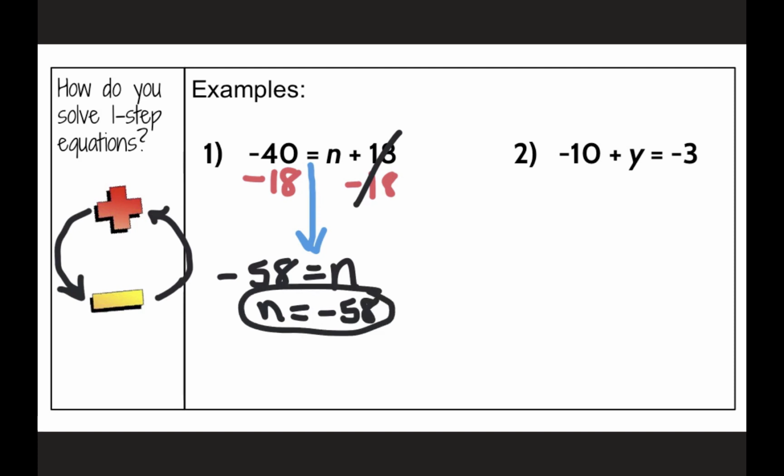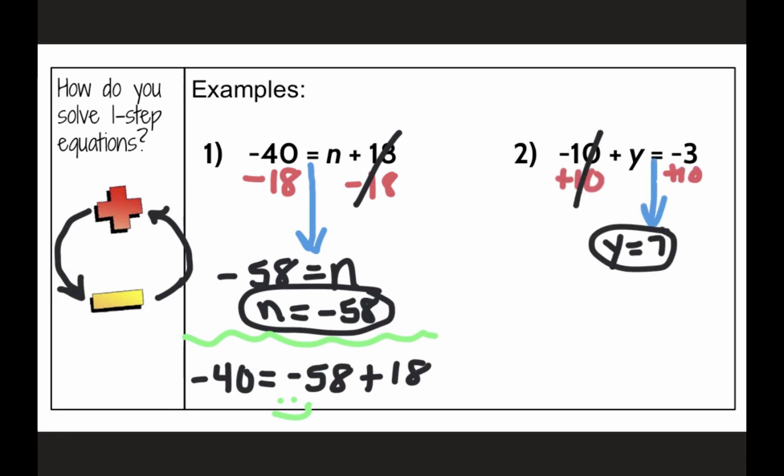And then before we say we are done, we're going to use substitution. Take negative 58 and plug it in for n. Negative 40 equals, I'm just rewriting and putting negative 58 in for n. Is this number sentence true? Does negative 58 plus 18 equal negative 40? It does.